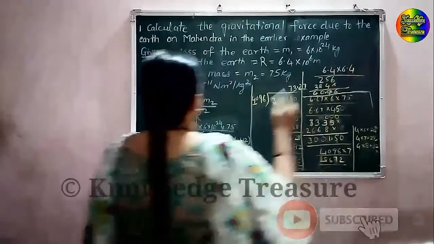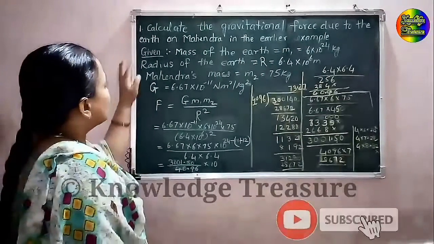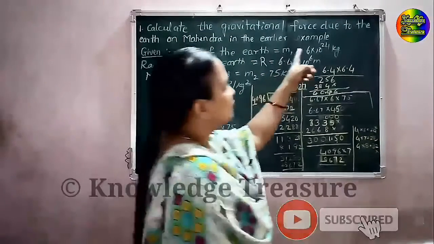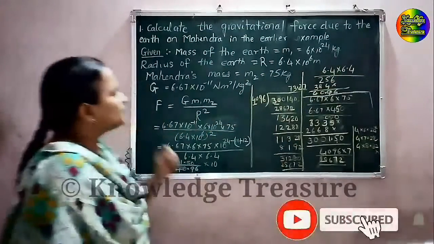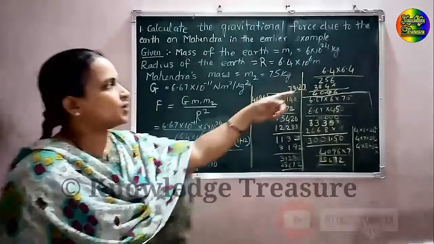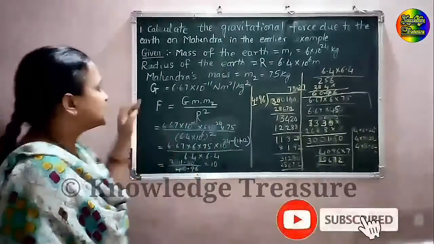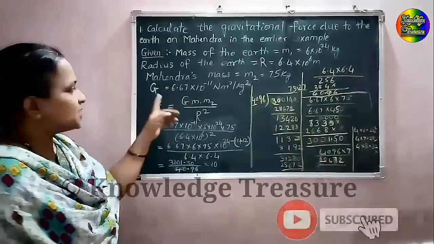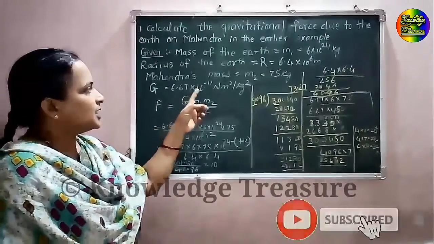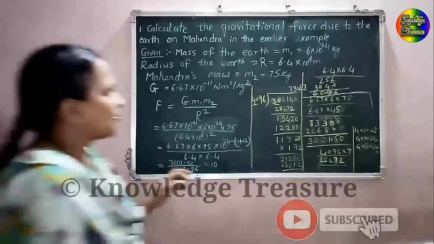Calculate the gravitational force due to the earth on Mahendra in the earlier example. What is given here? The mass of the earth is given, that is m1 is equal to 6 into 10 power 24 kg. The radius of the earth is given, r, that is 6.4 into 10 power 6 meter. Mahendra's mass is given, that is 75 kg. G is the gravitational constant. We know that the value of G is 6.67 into 10 power minus 11 Newton meter square per kg square.